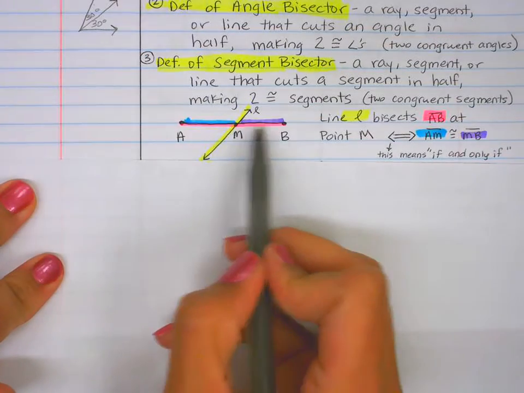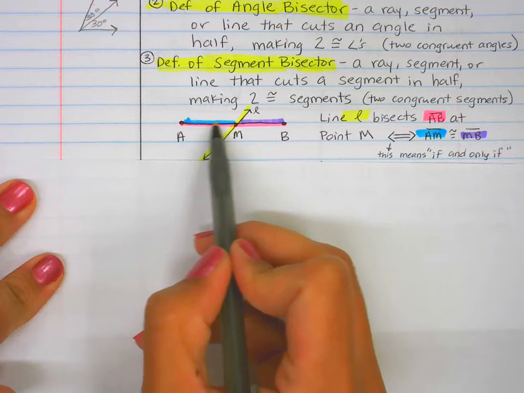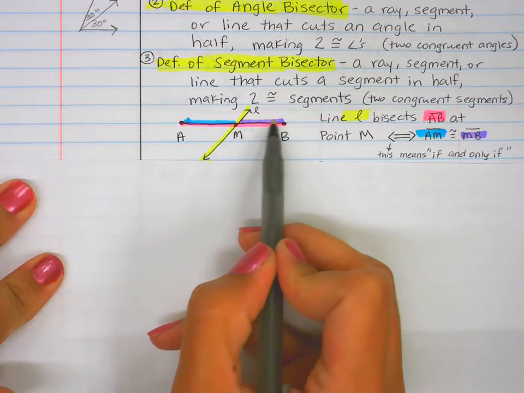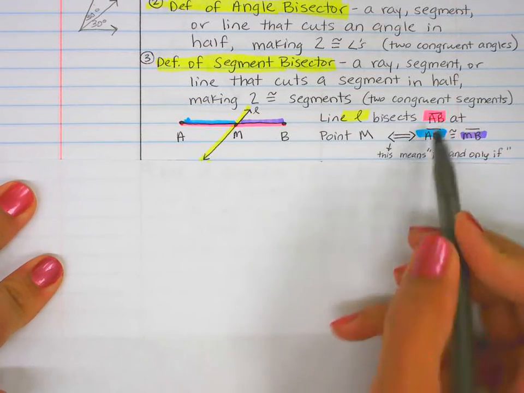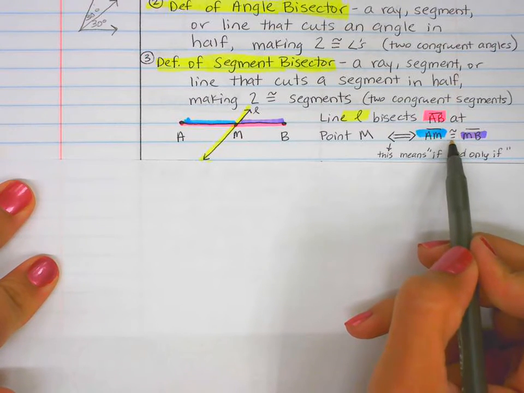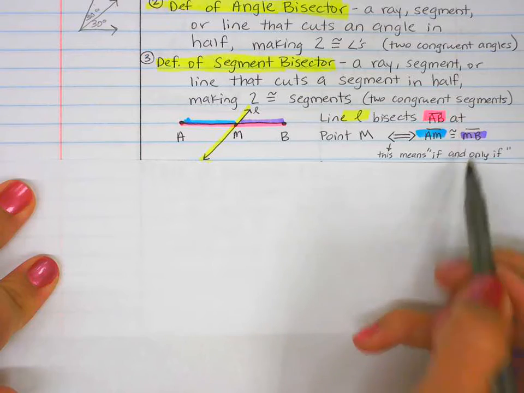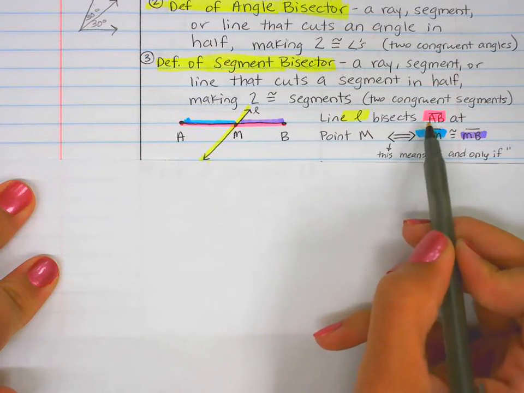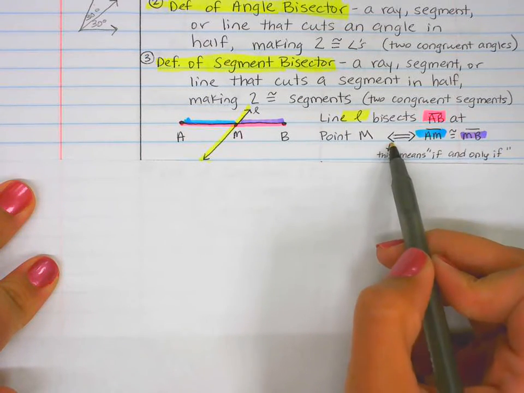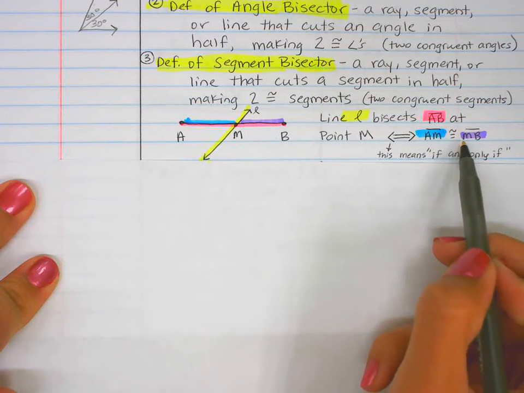It cuts AB in half right here at M. And then it makes sense that this blue right here would be equal to the purple. And we use congruent because we're not talking about measurements right now. So we would say that AM is congruent to MB. So line L bisects AB at point M if and only if AM is congruent to MB.